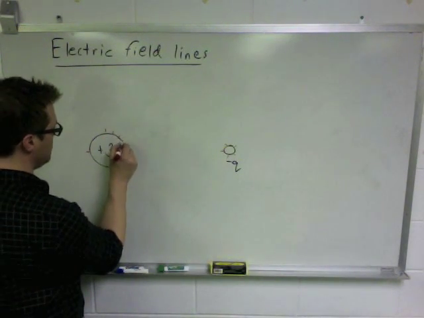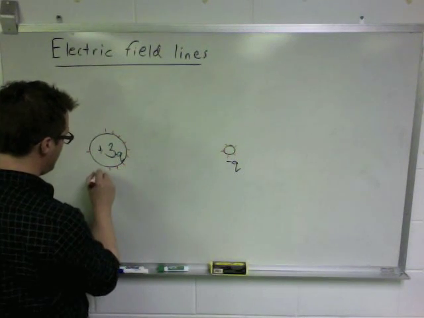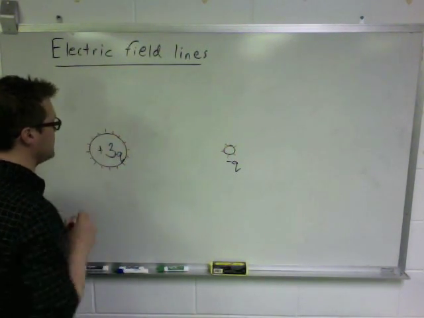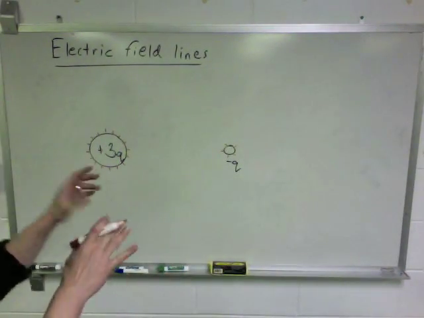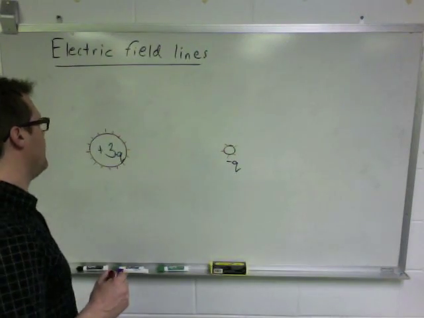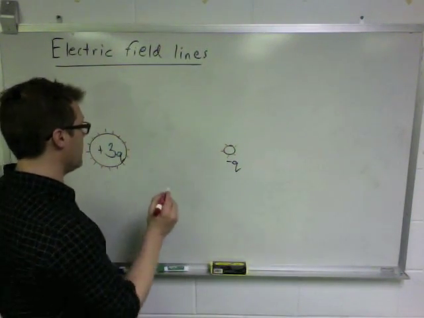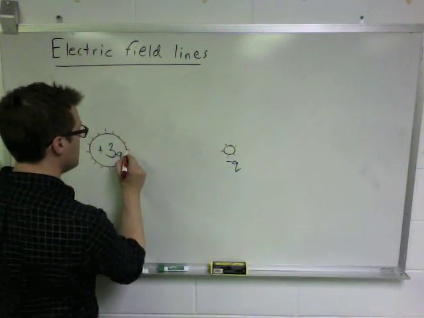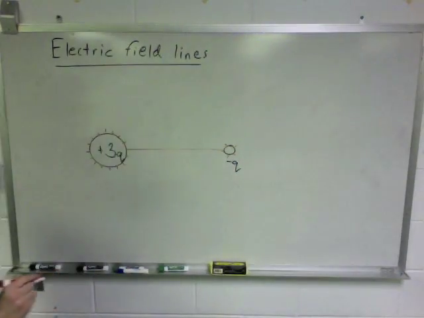So I've got 1, 2, 3, 4, 5, 6, 7, 8, 9, 10, 11, 12, 13, 14, 15, 16. Right, so this has 16, this has 5. That's a close enough ratio to actually get a reasonable picture here. Then the game is just to connect as many of the lines as you possibly can. This one clearly can go straight to this one, right?